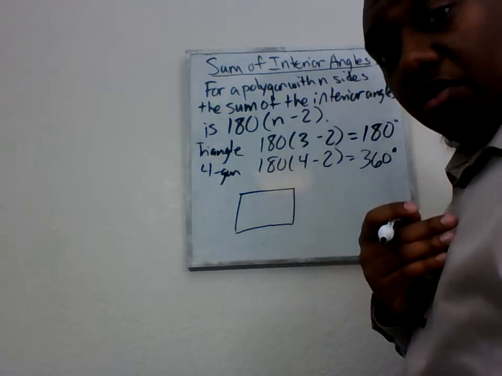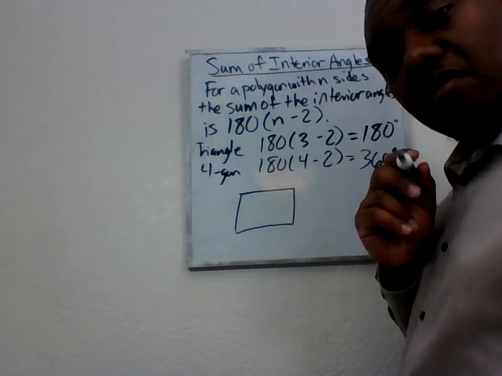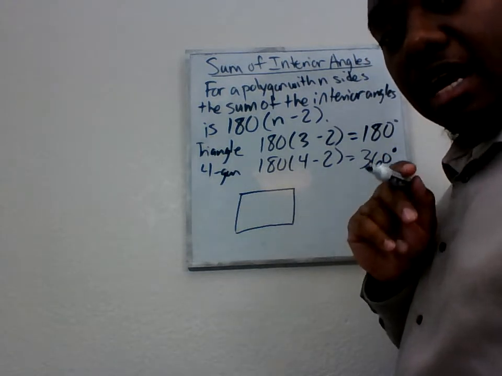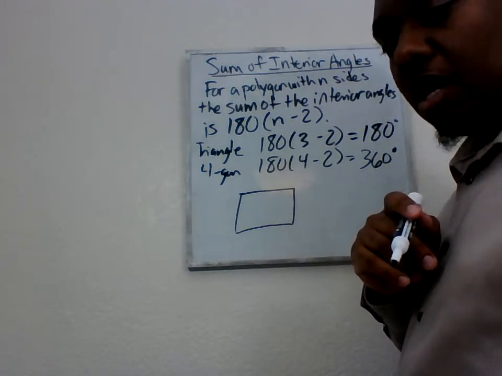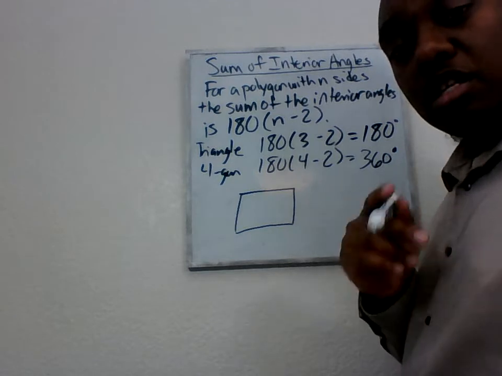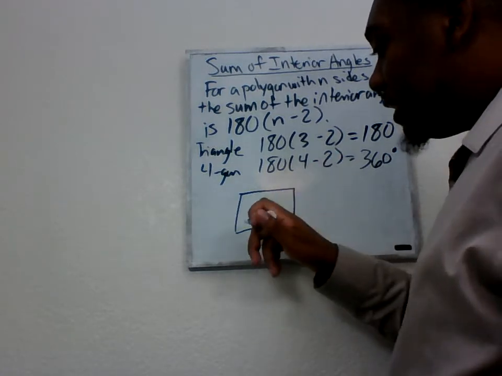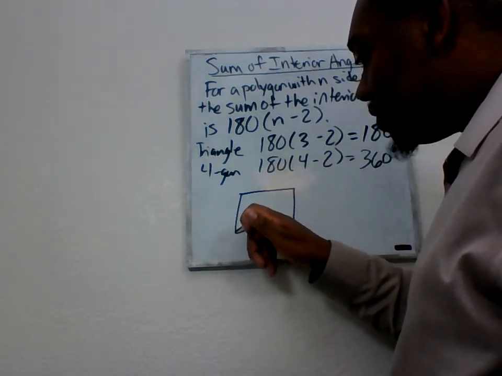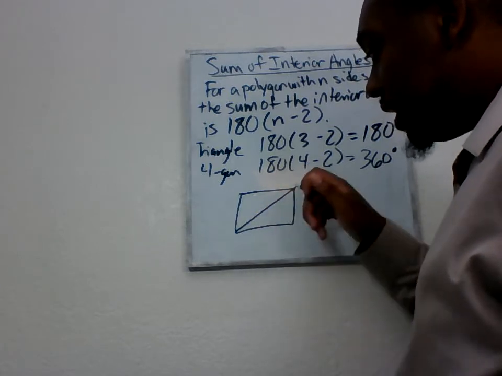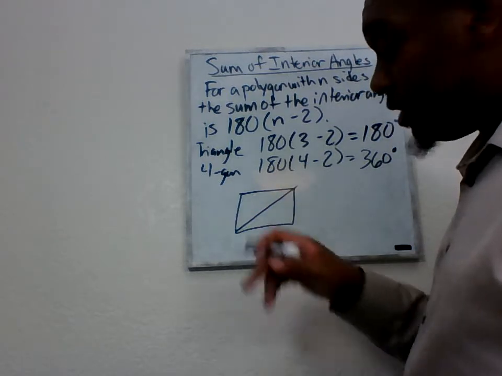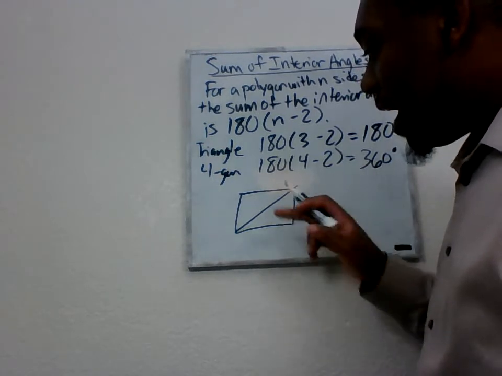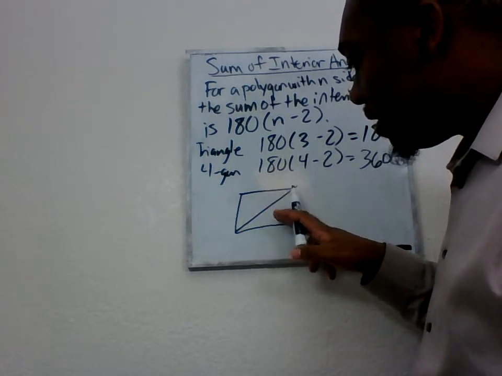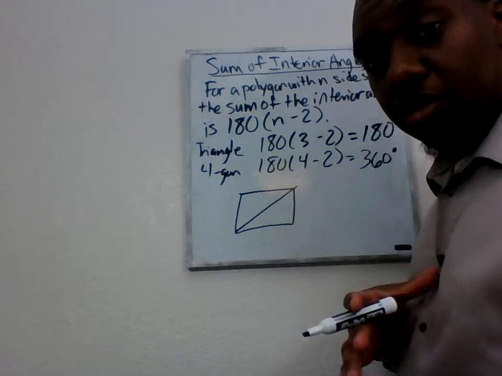Well, let me look at this another way. Remember, I said that we've seen earlier that any polygon can be split up into triangles, right? Well, let's split this up into the smallest number of triangles I can do. And that would be by taking a vertex and connecting it from just one vertex to a vertex that it's not touching yet. So for instance, a diagonal in this case. So if I do that, I see that I clearly have 2 triangles, right?